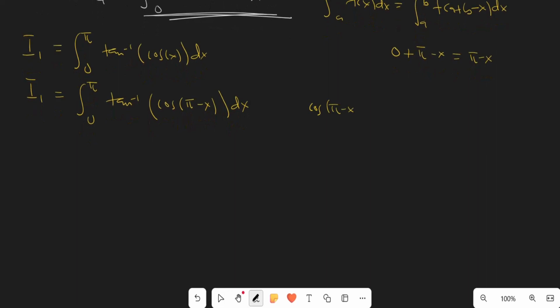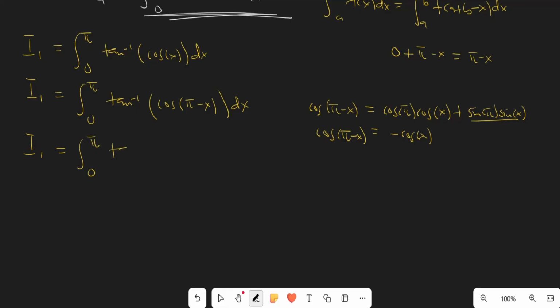cosine of pi minus x is the same as cosine of pi times cosine of x plus sine of pi times sine of x. And this one is 0 because sine pi is 0. Cosine of pi is negative 1, so that is going to give you negative cosine of x. So this is the same as cosine of pi minus x. So the I sub 1 transformed by the King's property is going to be the tan inverse of cosine of pi minus x, which is negative cosine of x, dx.